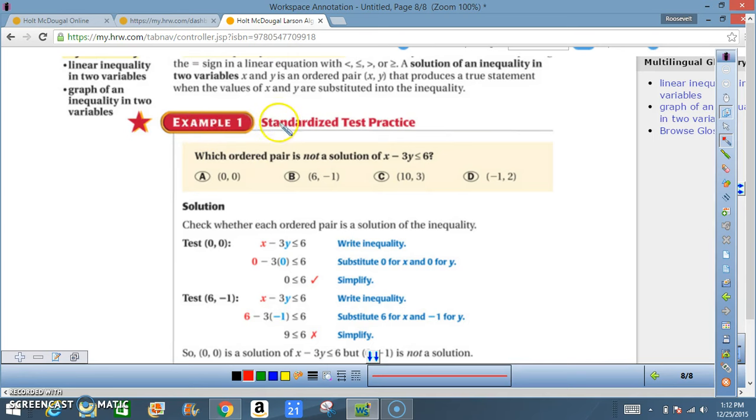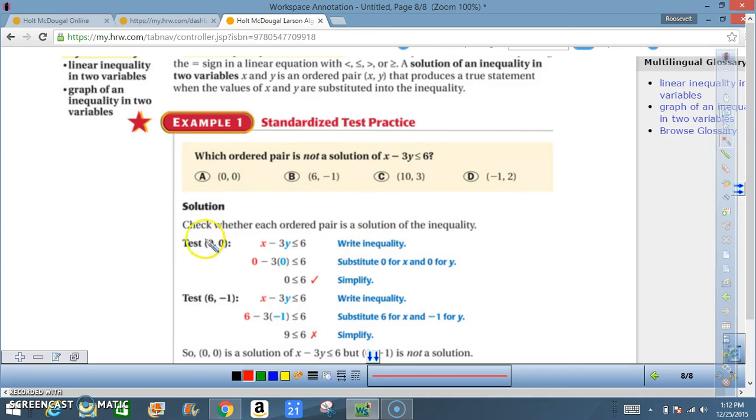Example 1. Standardized test practice. Which ordered pair is not a solution of x minus 3y is less than or equal to 6? A, 0, 0. B, 6, negative 1. C, 10, 3. D, negative 1, 2. Solution. Check whether each ordered pair is a solution of the inequality.